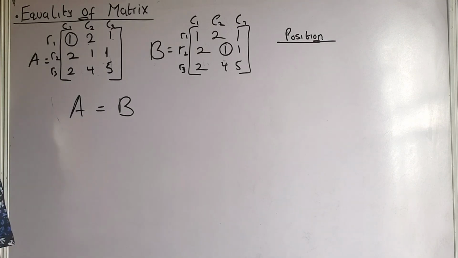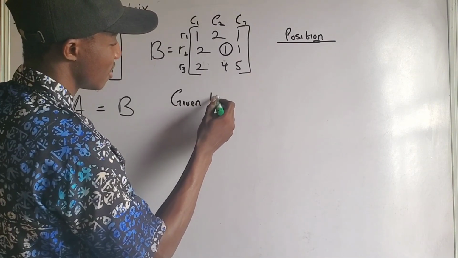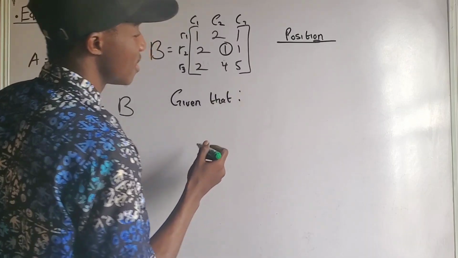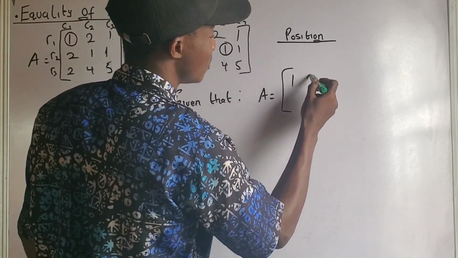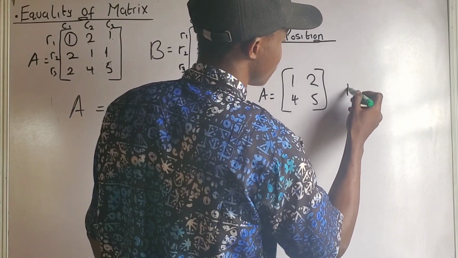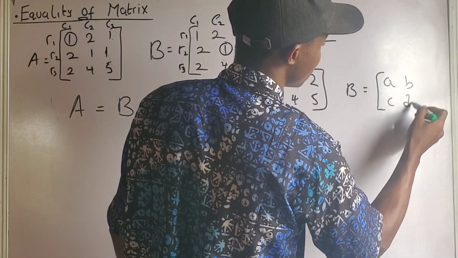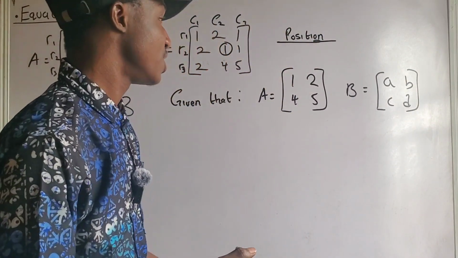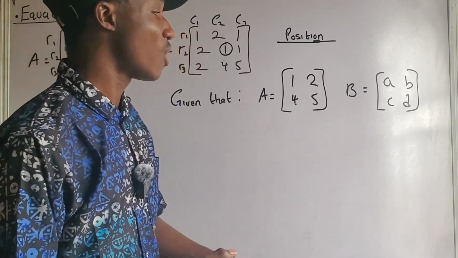Let us look at a worked example under equality of a matrix. Please pay attention. Given that matrix A equals 1, 2, 4, 5, and matrix B equals A, B, C, D. Look at that question. Given that matrix A equals 1, 2, 4, 5, and matrix B equals A, B, C, D, what is the value?